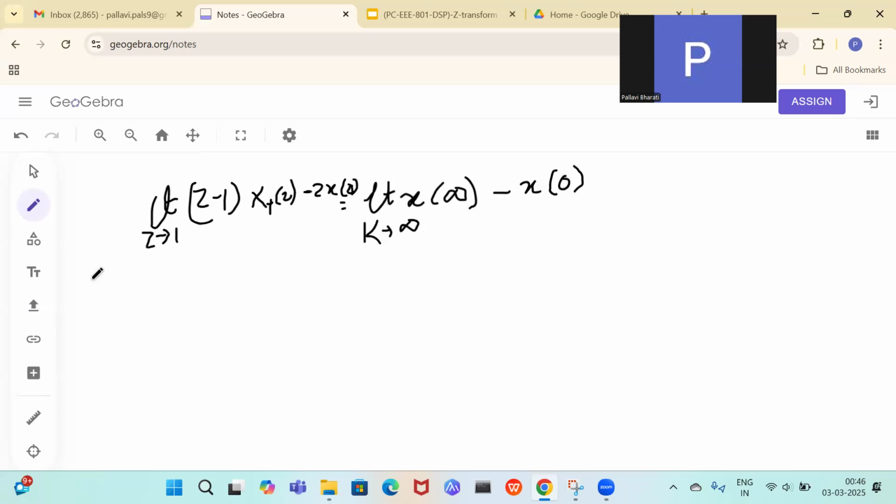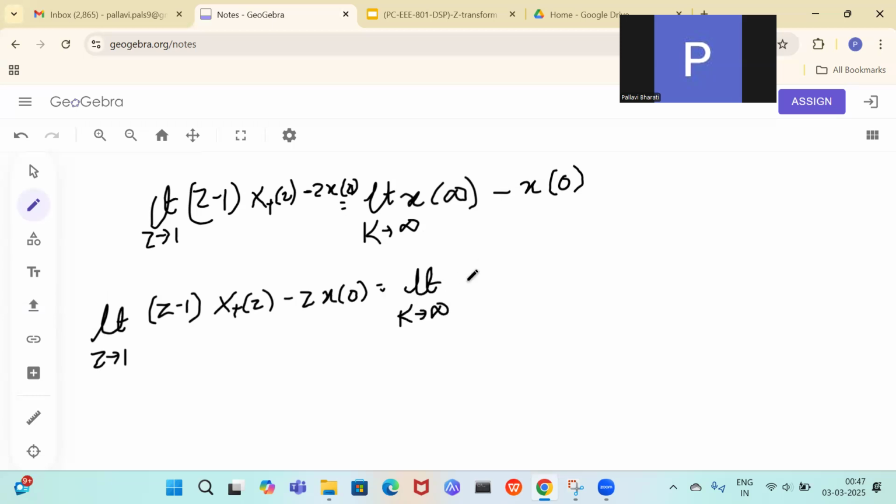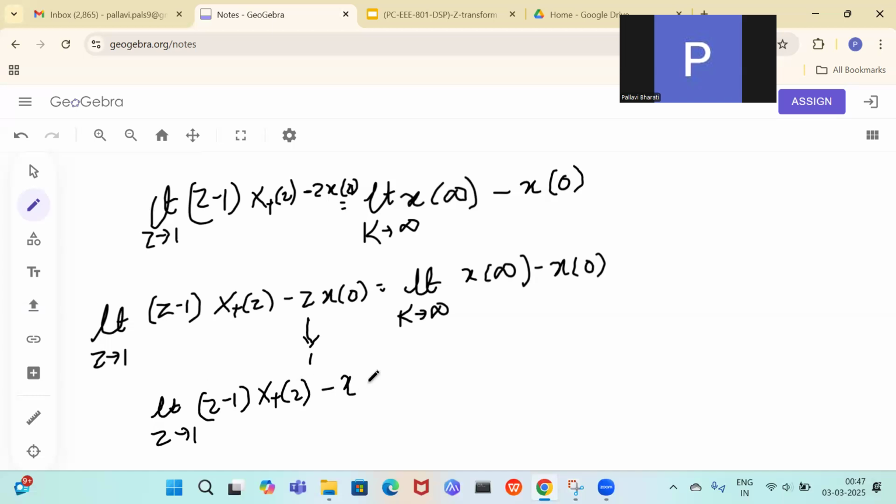It is basically becoming limit z tending to 1, z minus 1 into x plus z minus z into x of 0 is equal to limit k tending to infinity, x of infinity minus x of 0. Now, this x of 0 will get cancelled since z is equal to 1. So it becomes limit z tending to 1, z minus 1, x plus z minus x of 0.